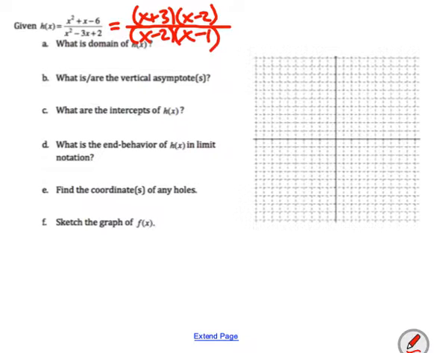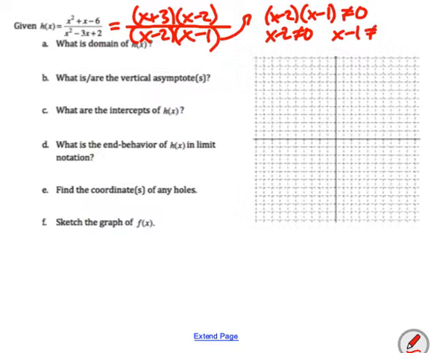Now the first thing we want to figure out here is what is the domain of that function. And again, the domain issues here are going to be what happens when the denominator is equal to 0. So we don't want this thing to equal 0. Since we already have it factored, that's pretty easy to figure out. We could just say that x minus 2 would not equal 0, or x minus 1 could not equal 0. So x is not equal to 2, x is not equal to 1.